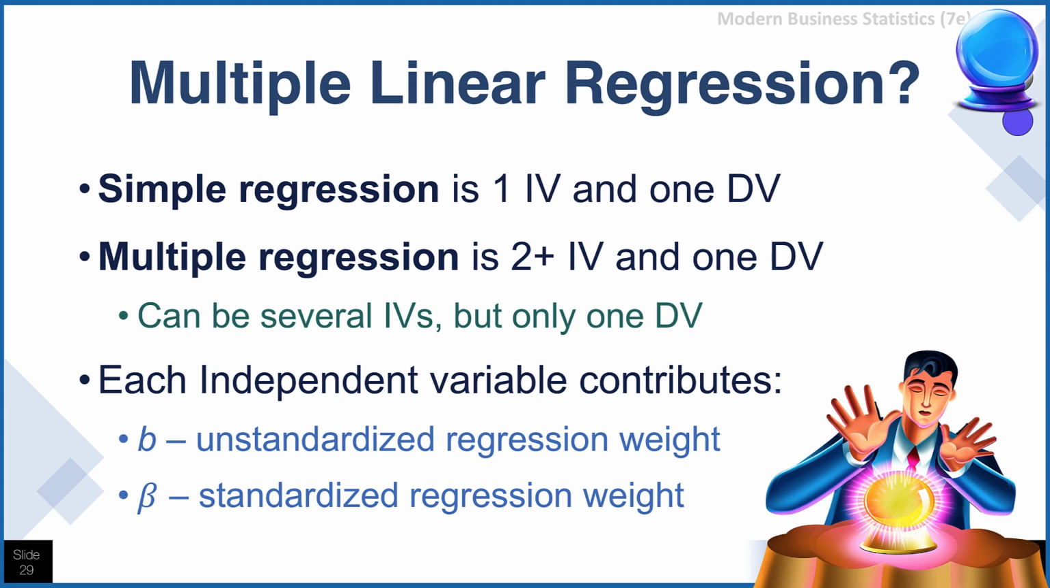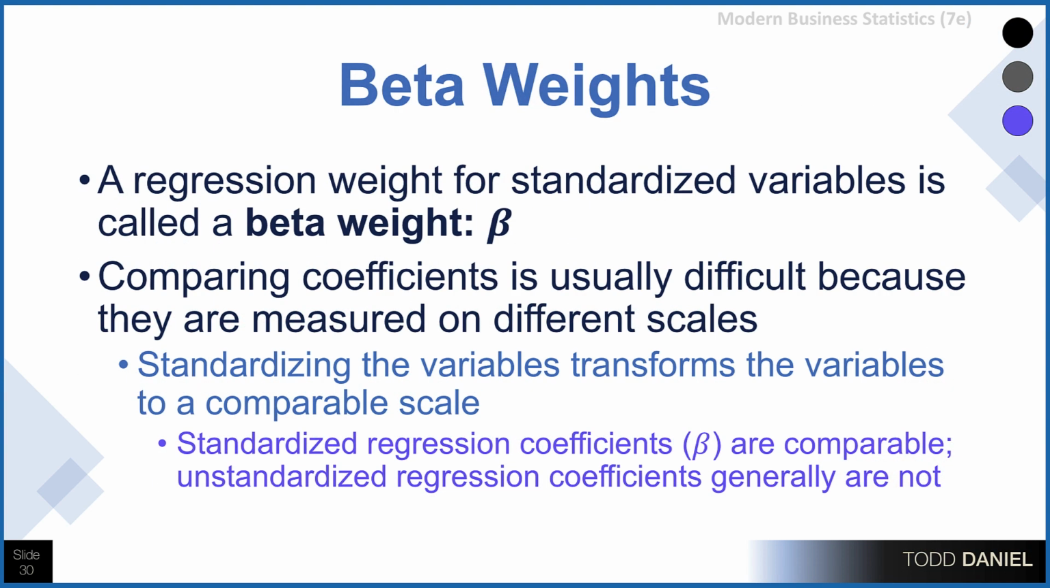Now, each independent variable contributes either, or both, a B, which is the unstandardized regression weight, and a beta, which is the standardized regression weight. So let's recall what those are. The regression weight for a standardized variable is called a beta weight.